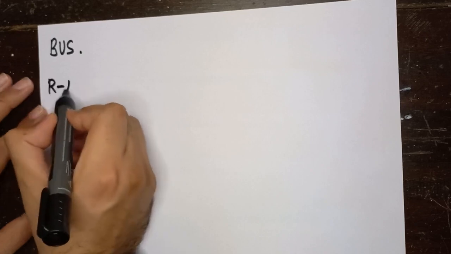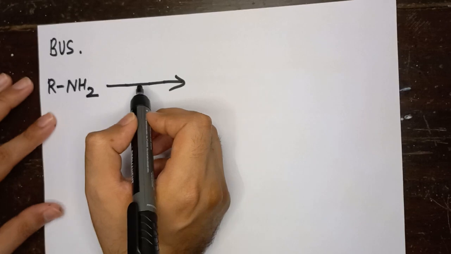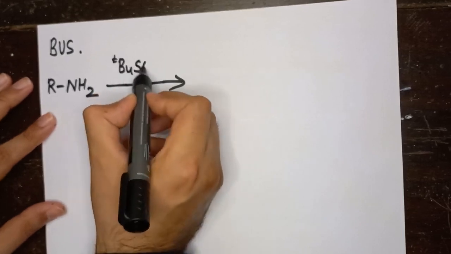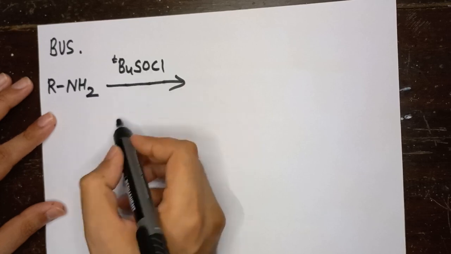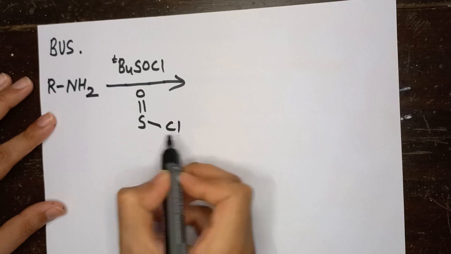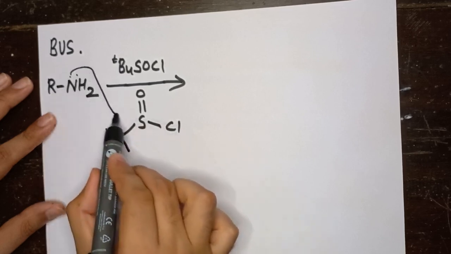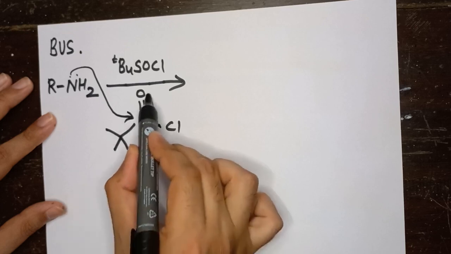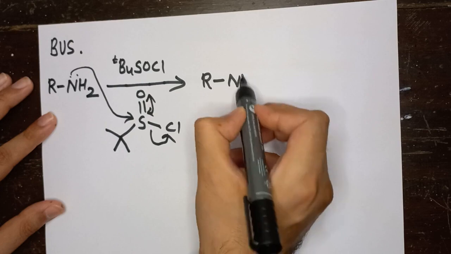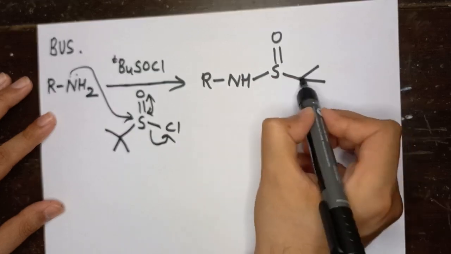So this is my RNH2, my amine. I want to do Bus protection. The reagent I'm going to use is called tertiary butyl SOCl. Now what is this? S double bond O, Cl, and a tertiary butyl group. The mechanism is the same. The nitrogen attacks here, through conjugation Cl is going to leave, and you can generate RNH-S double bond O, tertiary butyl.